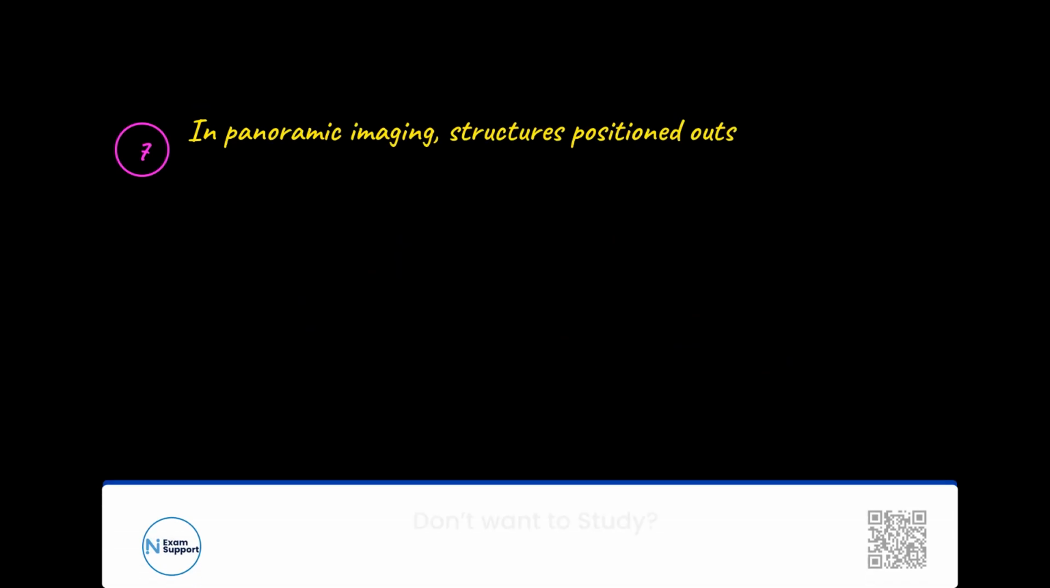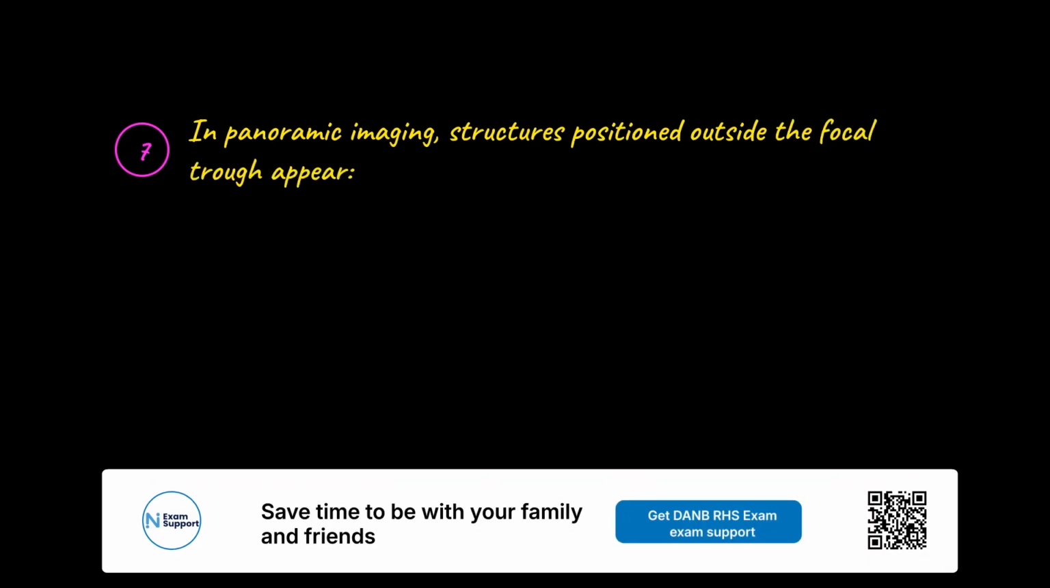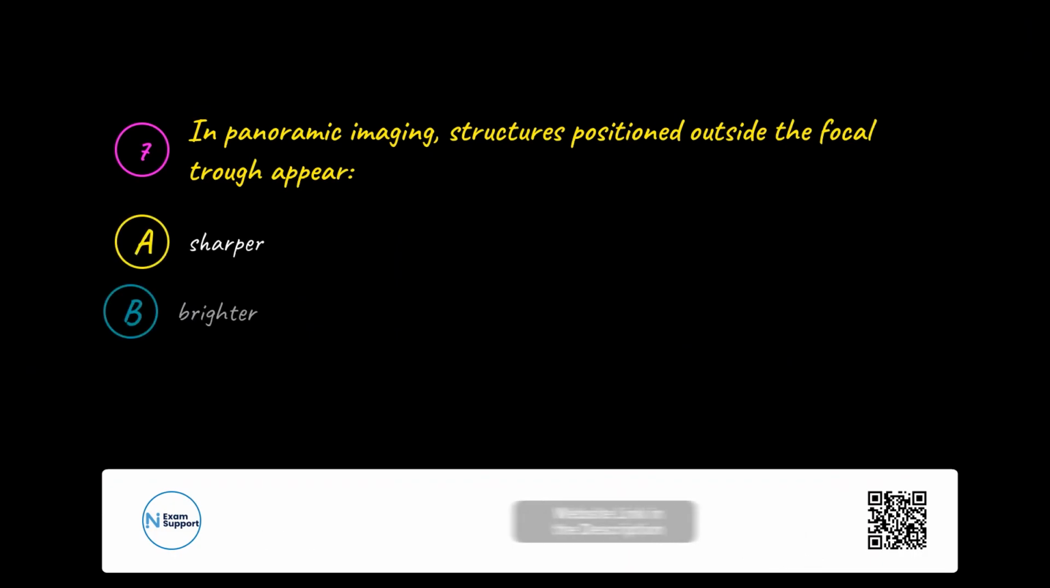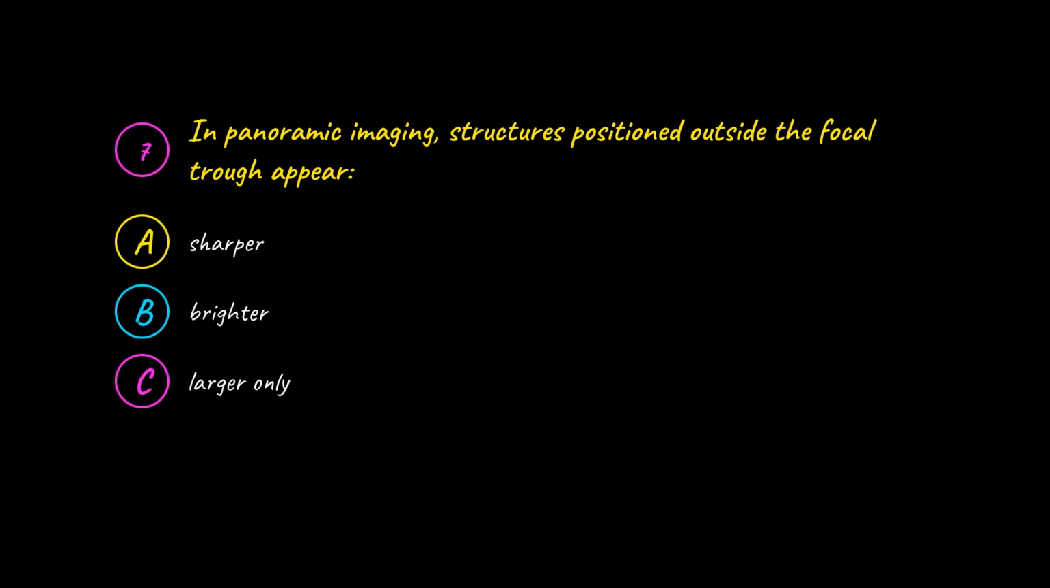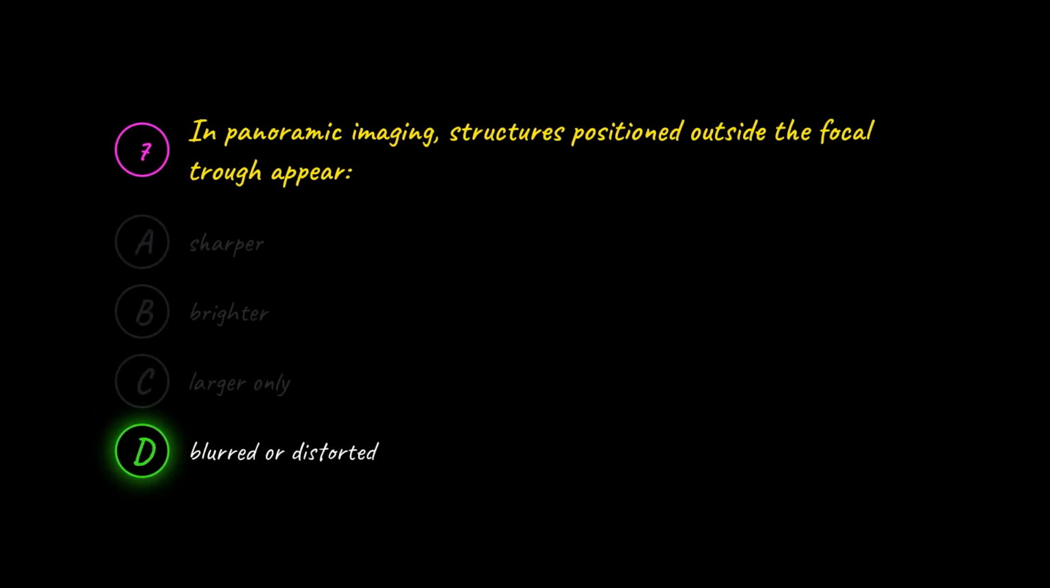Question 7. In panoramic imaging, structures positioned outside the focal trough appear. What do we translate? Your options are A. Sharper, B. Brighter, C. Larger only, D. Blurred or distorted. Don't overthink it. Which one feels right? The correct answer is D.